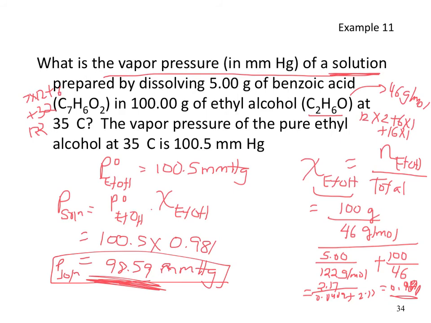You can also calculate this lowering of vapor pressure by determining how much of the solute you have and multiplying that by the P naught ethanol, but that will be specifically by what amount it decreased. Here the question was, what is the vapor pressure of the solution prepared? Not the lowering, but rather the absolute value. They wanted us to calculate the 98.59 for that solution.